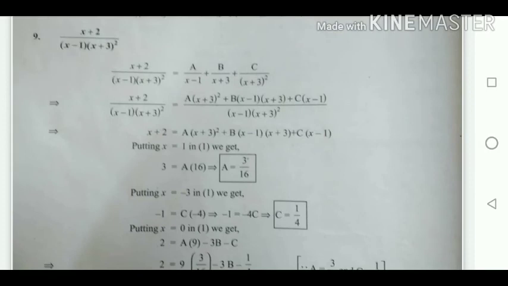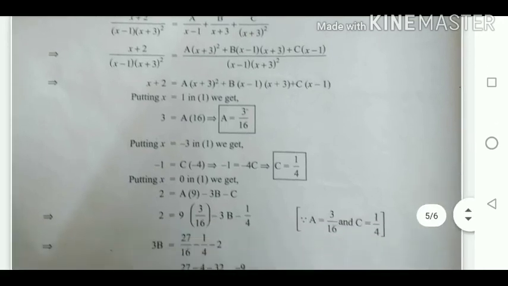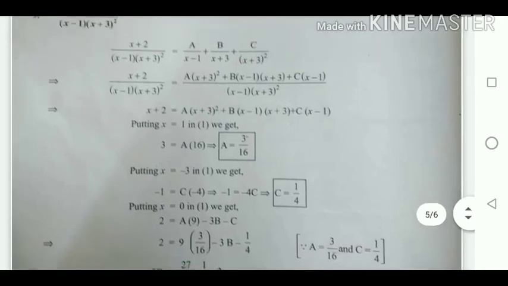So we are solving the 9th sum now. (x + 2) / ((x - 1)(x + 3)^2) = A/(x - 1) + B/(x + 3) + C/(x + 3)^2. Here (x + 3) whole square means there are 3 factors: x minus 1, x plus 3, and x plus 3 whole square.